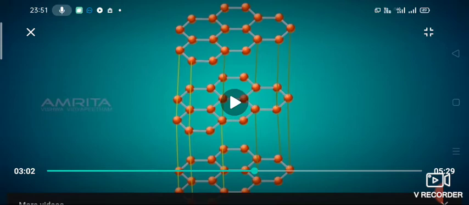When you see the structure of graphite, make a note. Graphite is made up of hexagonal rings of carbon, which are formed when each carbon atom is linked to other 3 carbon atoms through covalent bonds. These rings are fused together to form a two-dimensional layer.